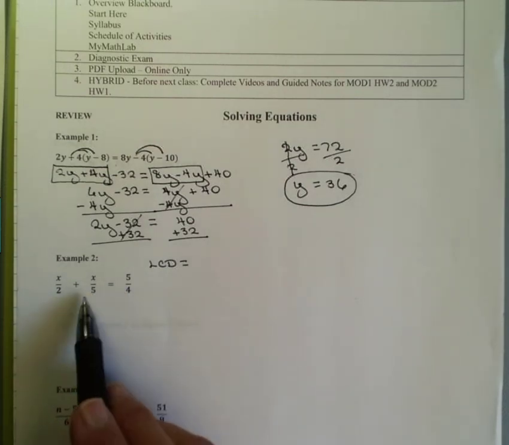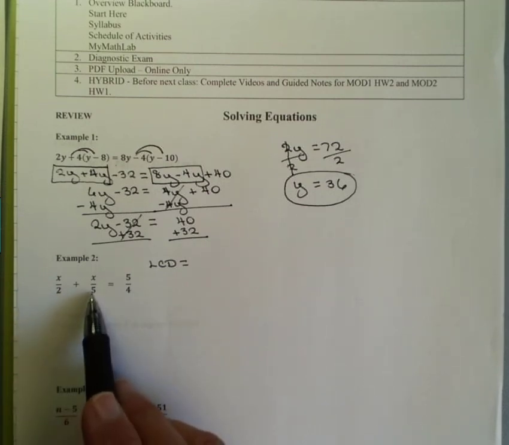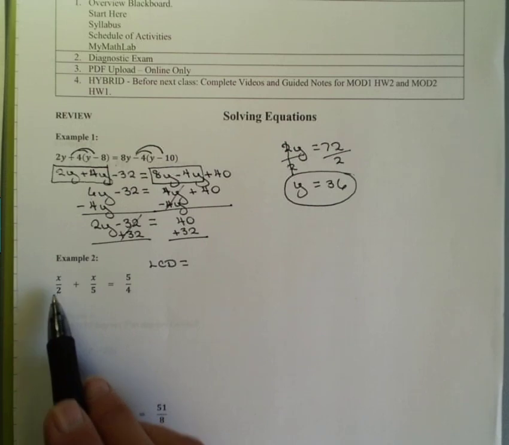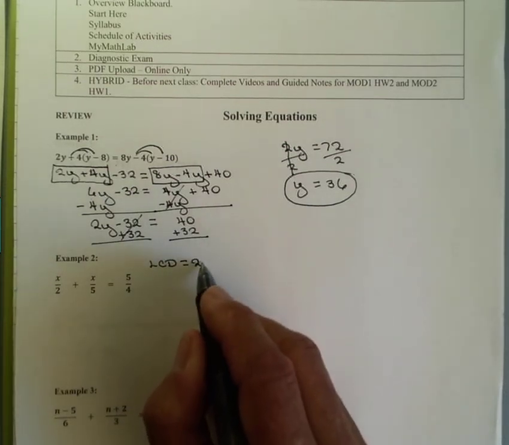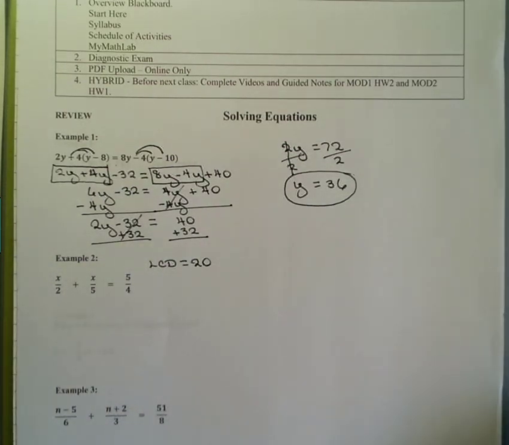Well, 15 won't work for 4. It won't work for 2. What about the next one, 20? 20 works for 5, 20 works for 4, and 20 works for 2. My least common denominator is going to be 20. All 3 numbers, 2, 5, and 4, would evenly divide into 20.